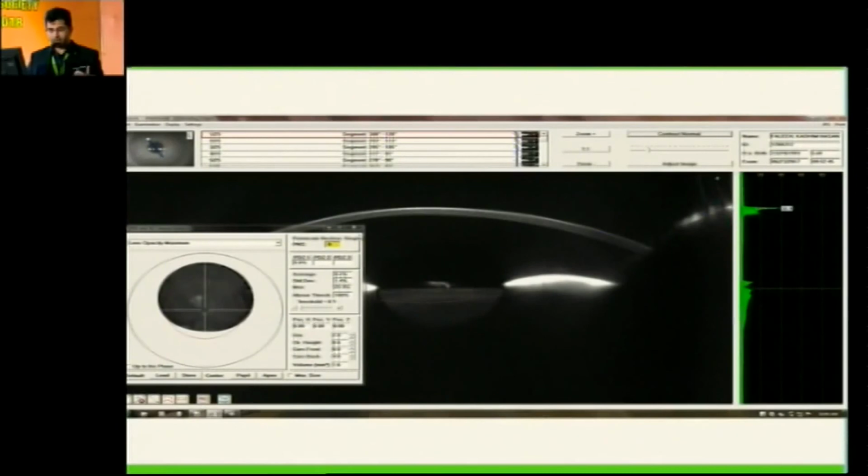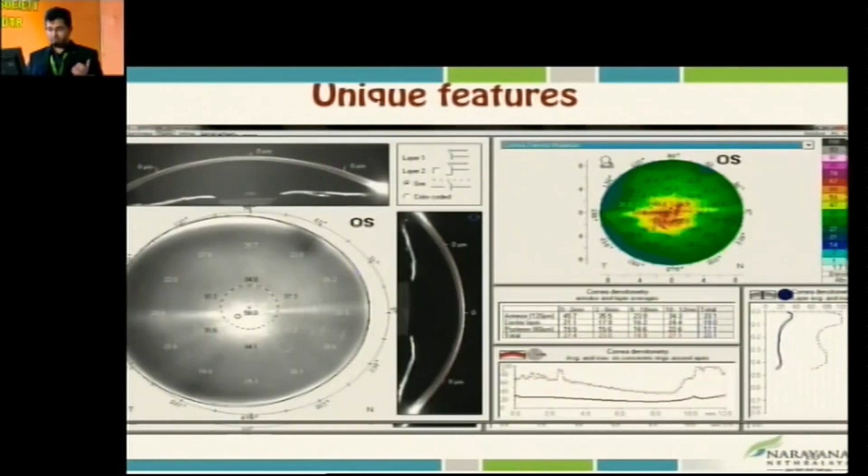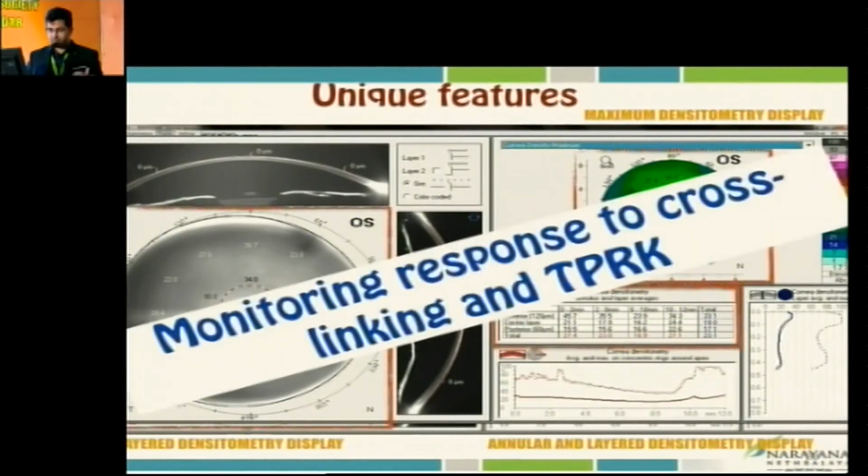This is the Pentacam nucleus staging, which gives us an idea of the opacity of the lens. Here is the corneal densitometry, which tells us about the haze of the cornea at different zones at different levels. So here is the table which shows us how much haze is present. This is in grayscale units, and this can help us monitor our response to cross-linking and TPRK and see how much haze is present in the cornea, or to look at the scarring of the cornea.